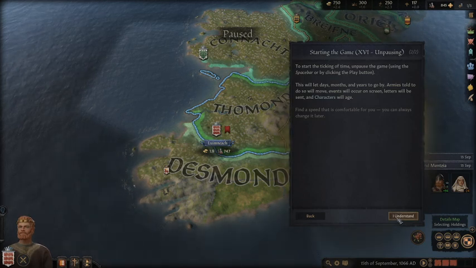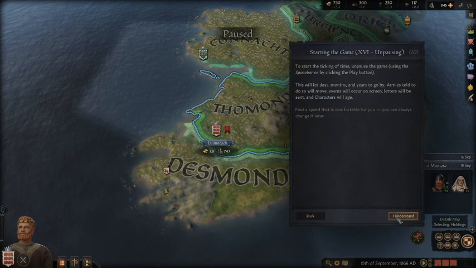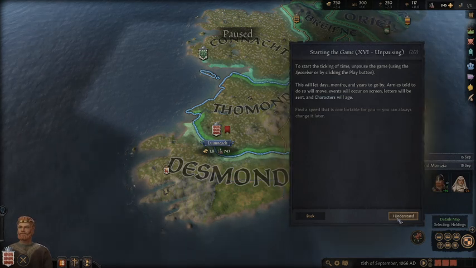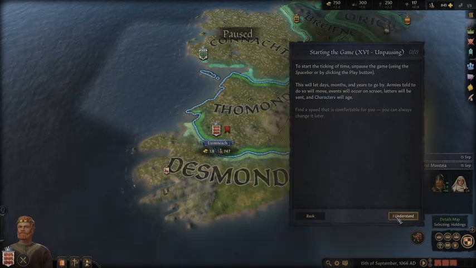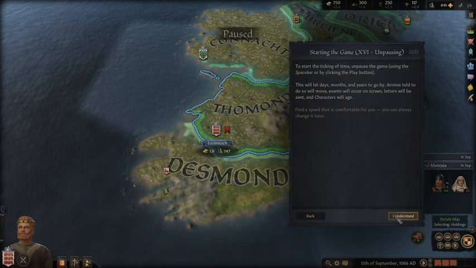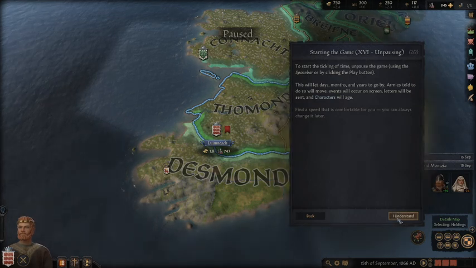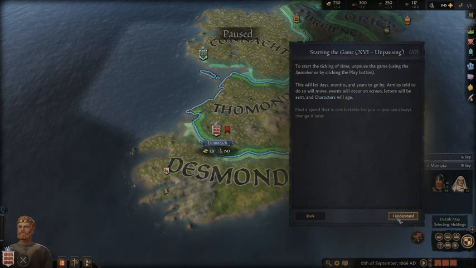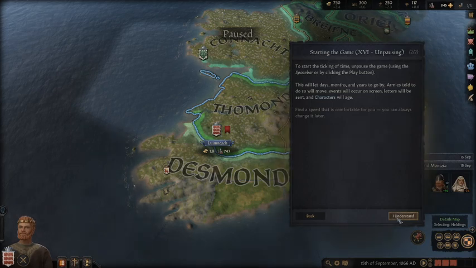Start and pause the game using the space bar or by clicking the play button. This will let days, months, and years go by. Armies told to do so will move, and events will occur on screen, meaning that letters will be sent and characters will age. Find a speed that's comfortable for you. You can always change it later.